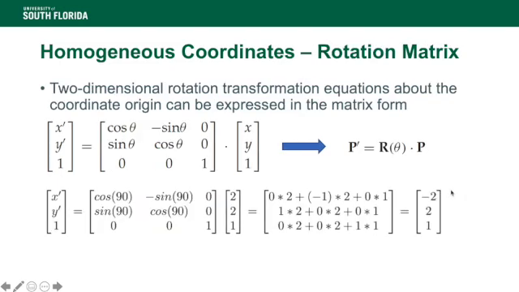In the case of a rotation matrix, the two-dimensional rotation transformation equation about the coordinate origin can be expressed in matrix form. We can observe that the first two columns and first two rows correspond to the original rotation matrix. In this case, the values in the column for a shift or translation are equal to 0, except for the one in this column. Again, in the bottom part, we have an example that you can check for a simple test.